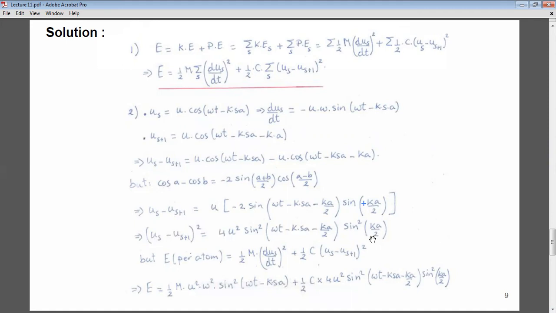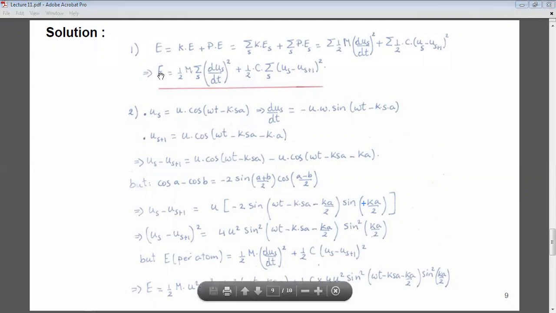Now this is the energy, and we want the energy per atom. So we go back to our energy over here. Now we calculated everything we want to calculate, so now we just have to plug in the formula. I have here E is equal to half m dus by dt square plus half c summation US minus US plus 1 square. Now I'm ready to plug because I have what is dus by dt square and what is US minus US plus 1 square.